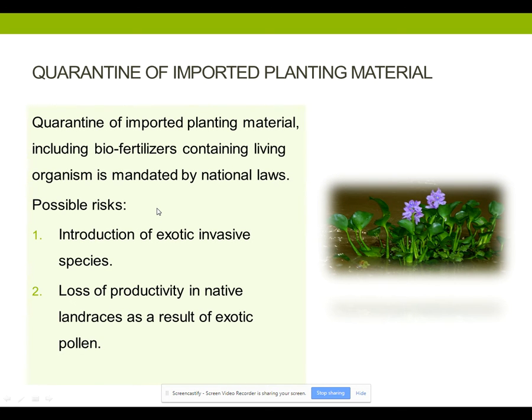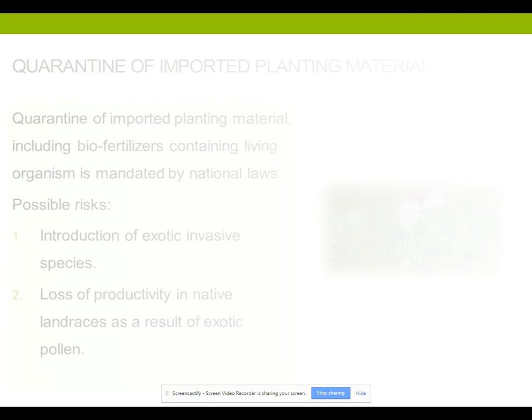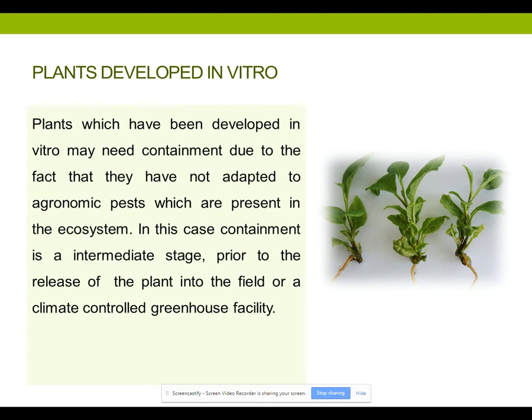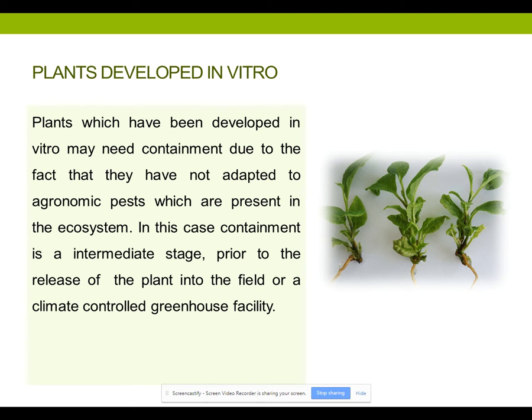Quarantine of imported planting material, including biofertilizers containing living organisms, is mandated by national laws. They pose a possible risk, which include the introduction of exotic invasive species and loss of productivity in native land races as a result of exotic pollen. Plants developed in vitro may need containment due to the fact that they have not adapted to agronomic pests which are present in the ecosystem.